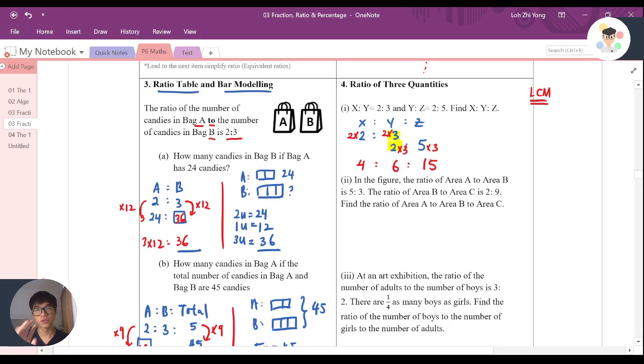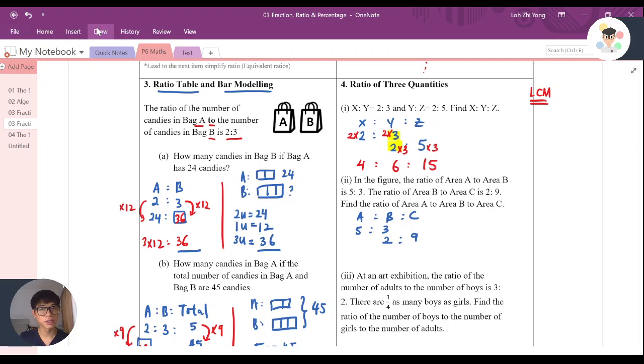If you're still confused, no worries. Let's look at the next example. In the figure, the ratio of the area A to the area B is 5 to 3, and the next one says that the ratio of area B to C is 2 to 9. Find the ratio of A to B to C.